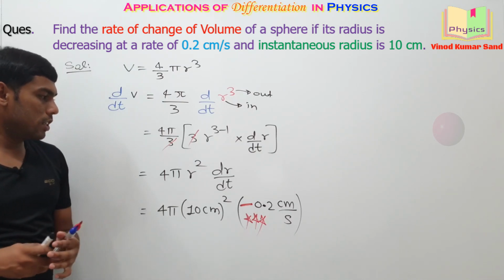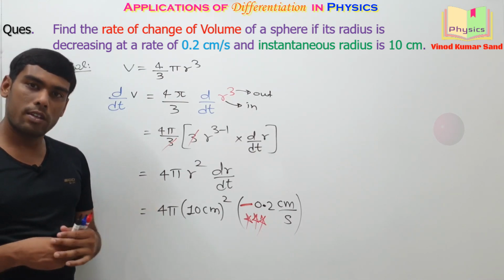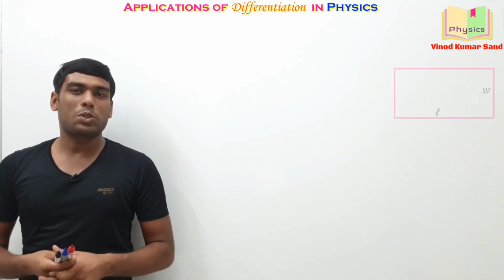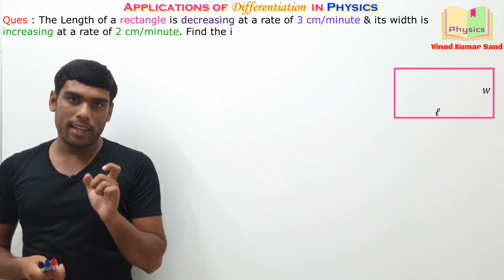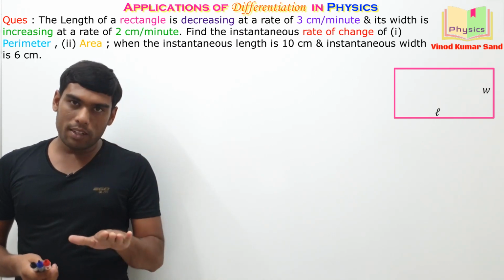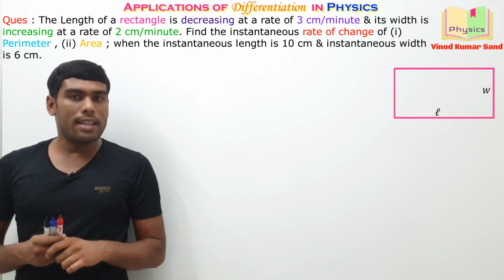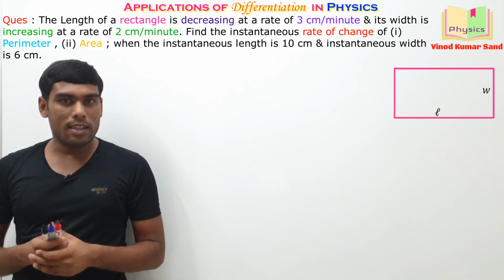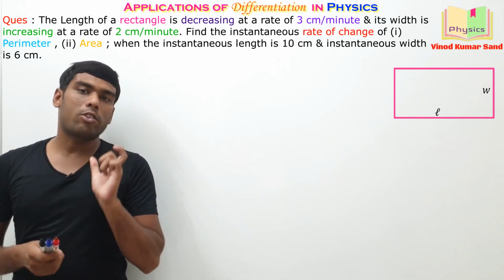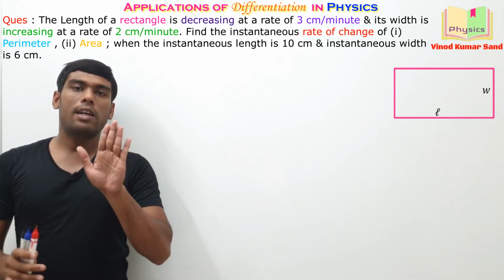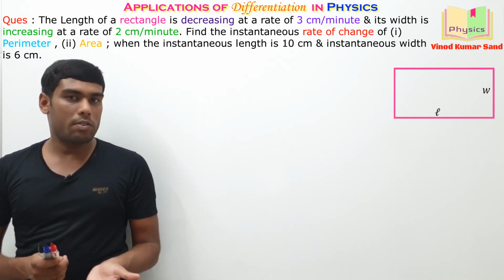It's a good question. You can note it down, then we'll go further. Let's have the next question. We are given a rectangle whose length is decreasing with the time and the width is increasing with the time. And when length is 10 centimeter and the width is equal to 6 centimeter, you have to find the rate of change of perimeter as well as the rate of change of area. Question is simple. You can pause the video here and you can give it a try yourself.